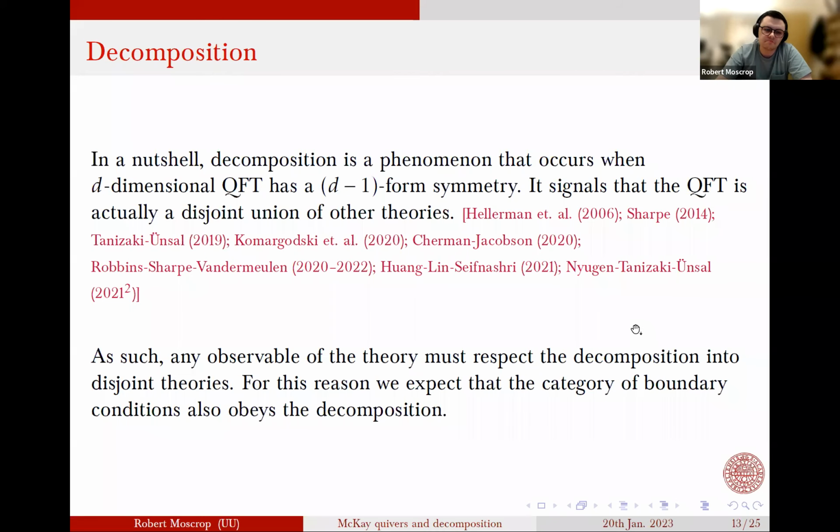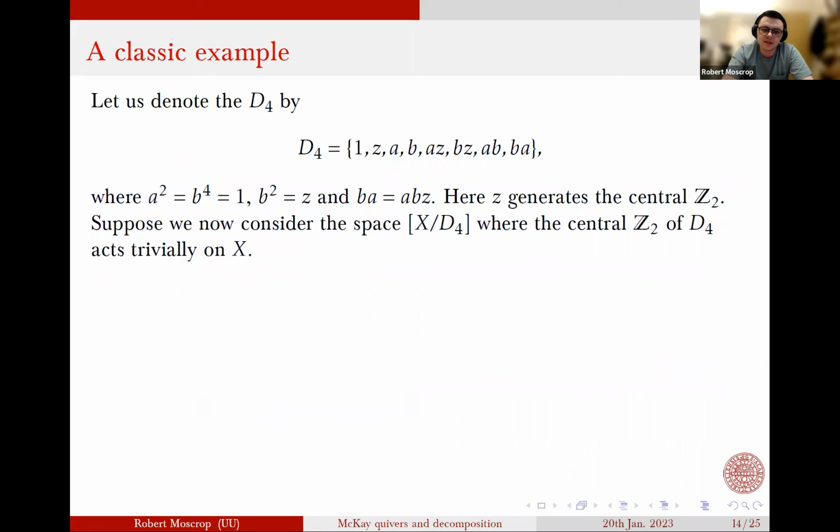So this is all well and good, but maybe you could say, okay, does this actually happen? I'll give you just the classic example of how this happens and how I can link this to our framework. So if I take D4, the dihedral group, and I label it in this way, so here are the relations, and we've all seen D4 before. And in this presentation, Z would generate the center, which is Z2.